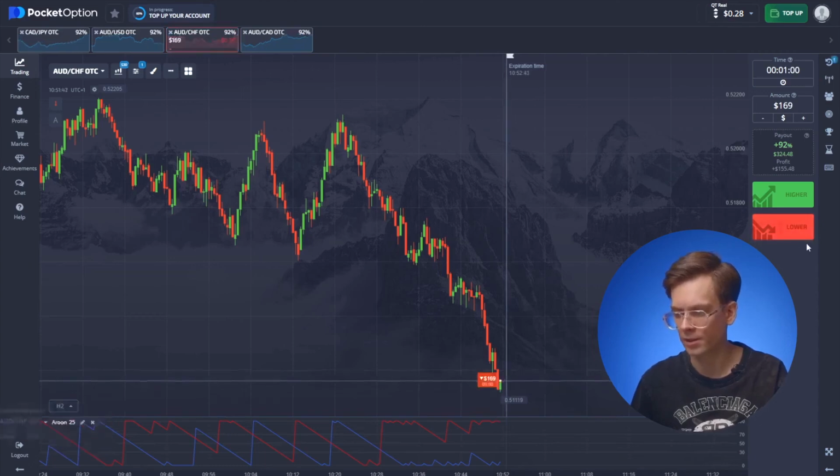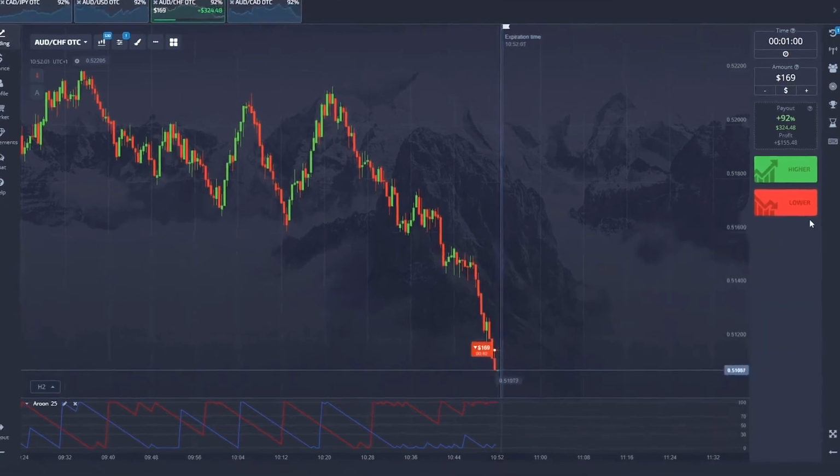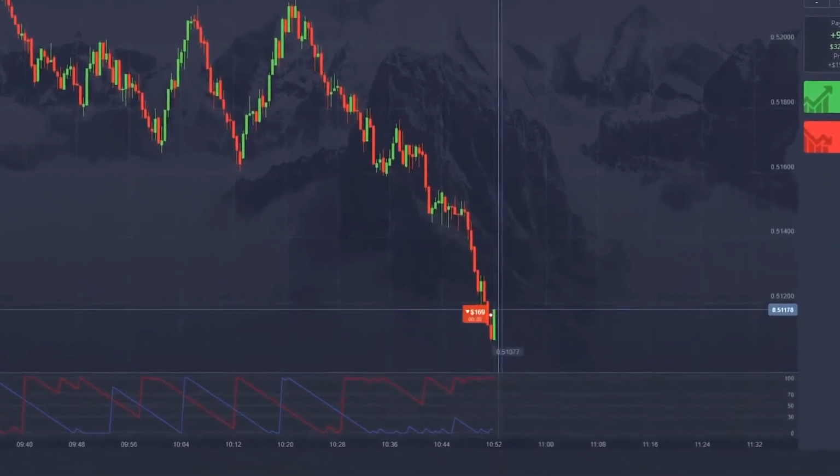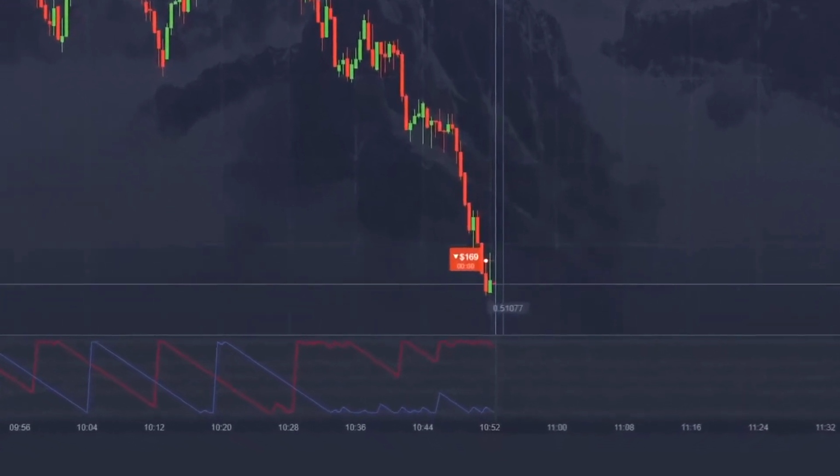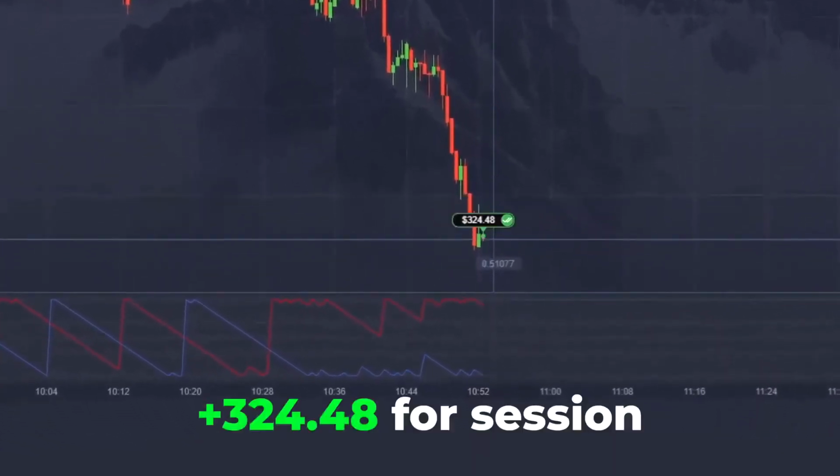I think you've already guessed that the trend will continue because the blue Arun line is hovering around 100 and the red one is near 0. So the price drop will continue. So how about that Arun, huh? I think everyone should have realized by now how easy and effective trading is with this indicator.